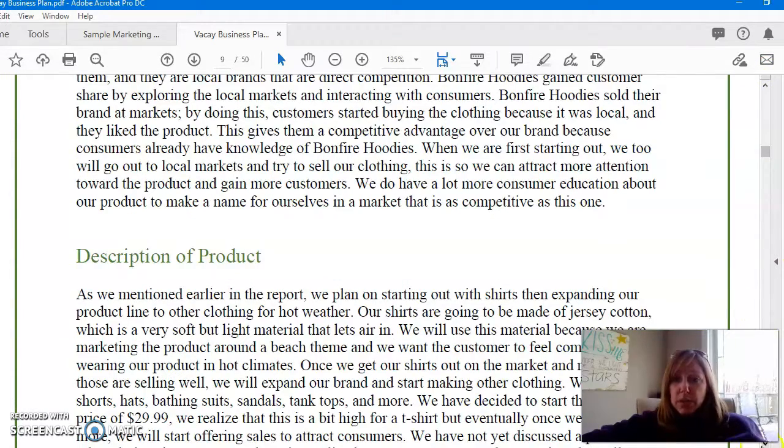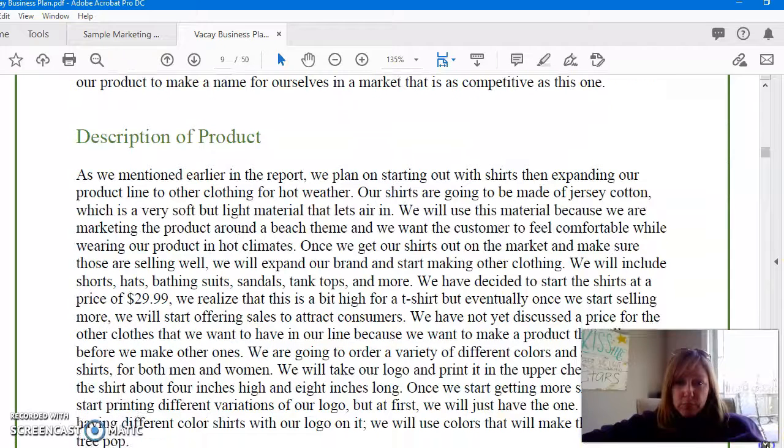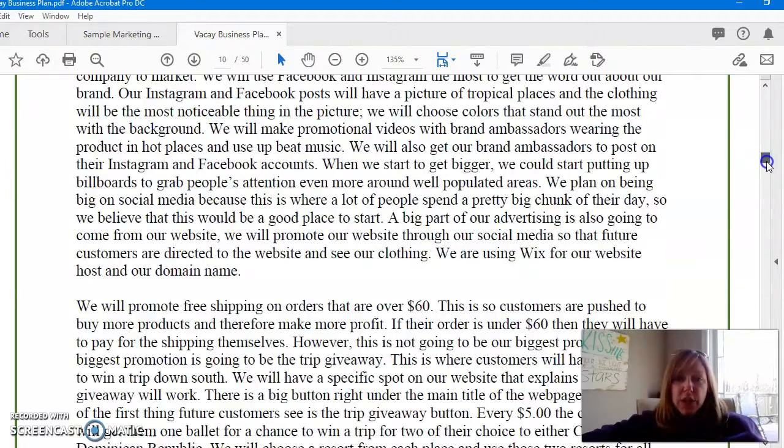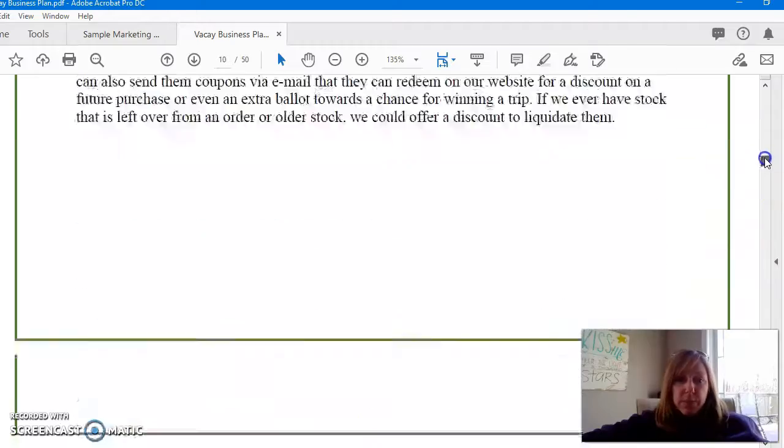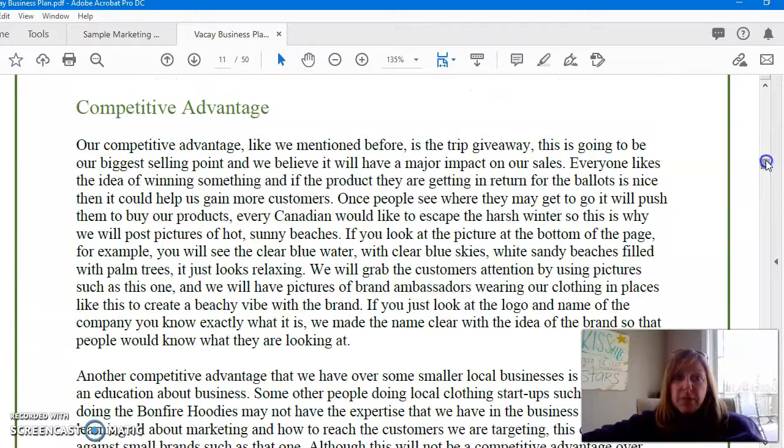These are going to be nice quality t-shirts with a beach theme, the whole vacay feel. They're explaining their brand, the quality of their t-shirt, the colors that are available. I'm going to skip through some of this. Their competitive advantage: what makes them different than other t-shirt companies?